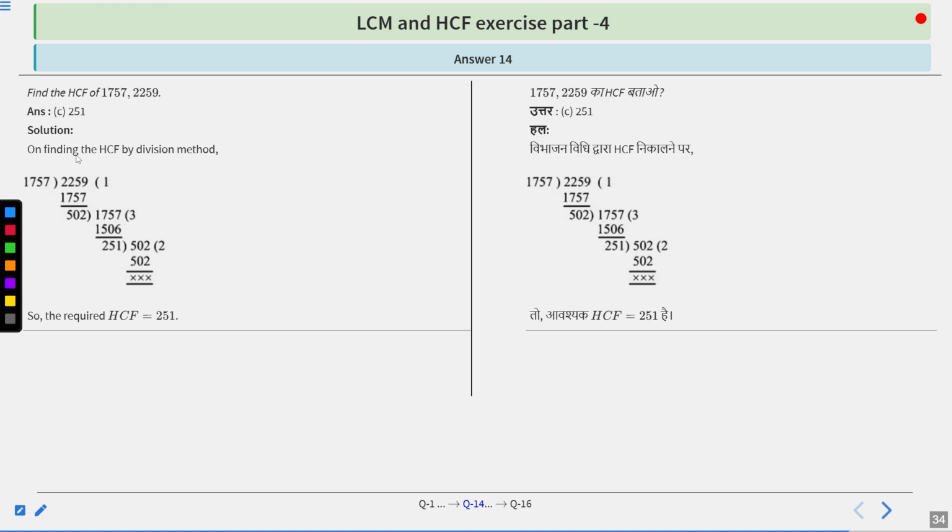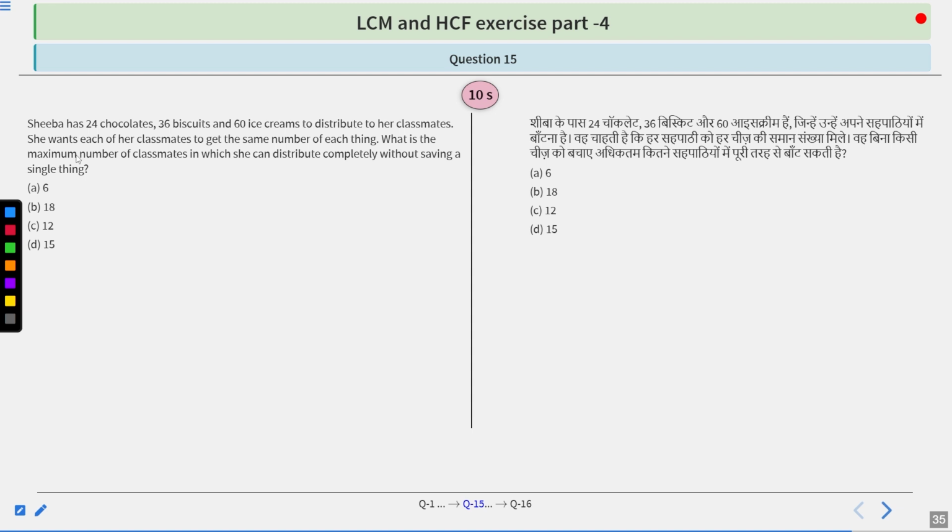Now again we will divide the previous divisor, 502, by the remainder. So 251 into 2 is 502. So we get 0 as the last remainder. So the last divisor, 251, is the HCF. Option C is the correct answer.